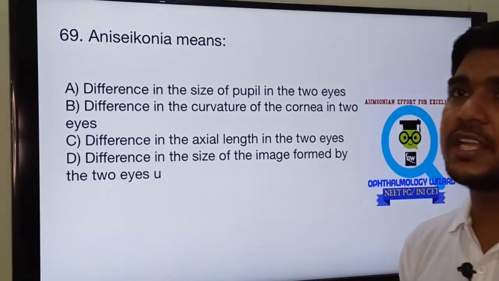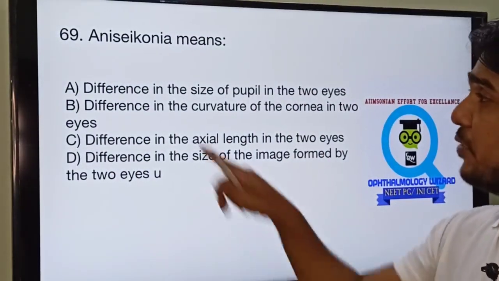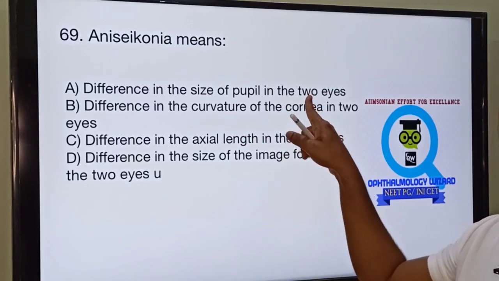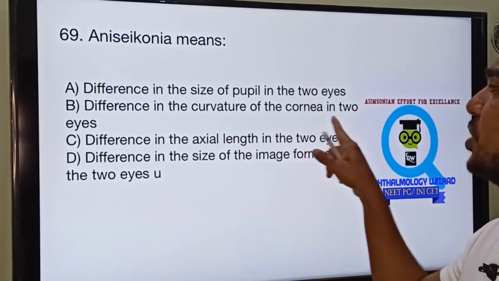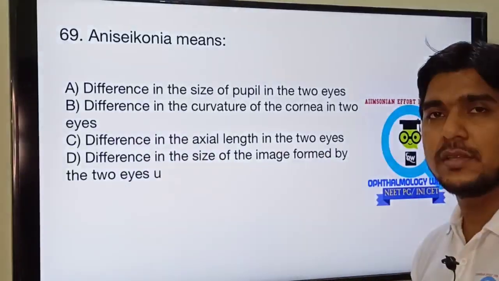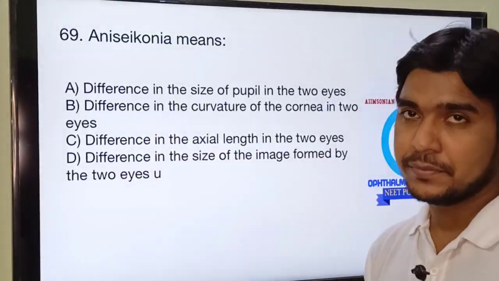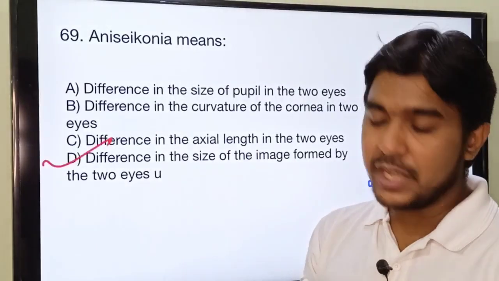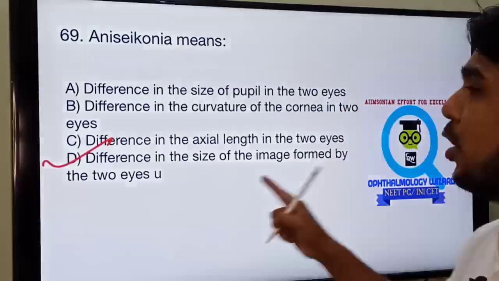Aniseikonia. What is aniseikonia? Difference in the size of the pupil, difference in the curvature of the cornea, difference in the axial length, or difference in the size of the image of the two eyes. This is an AIIMS question. The answer is D. Difference in the size of the image formed by the two eyes.